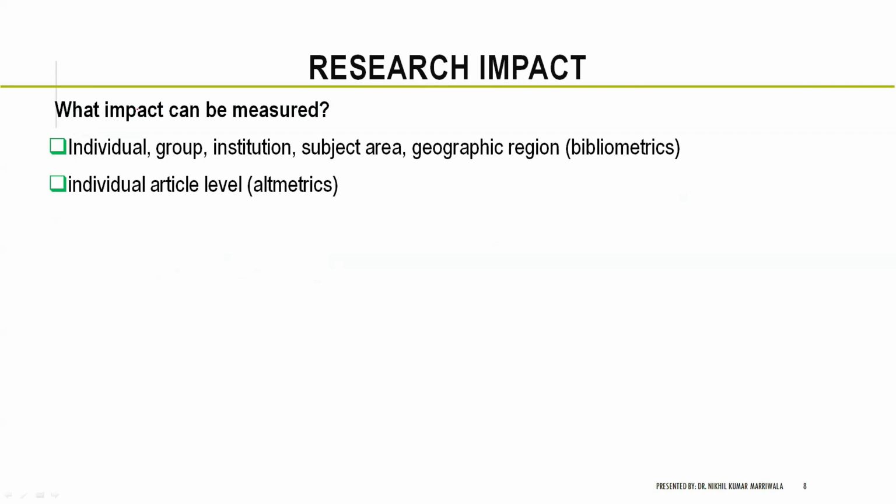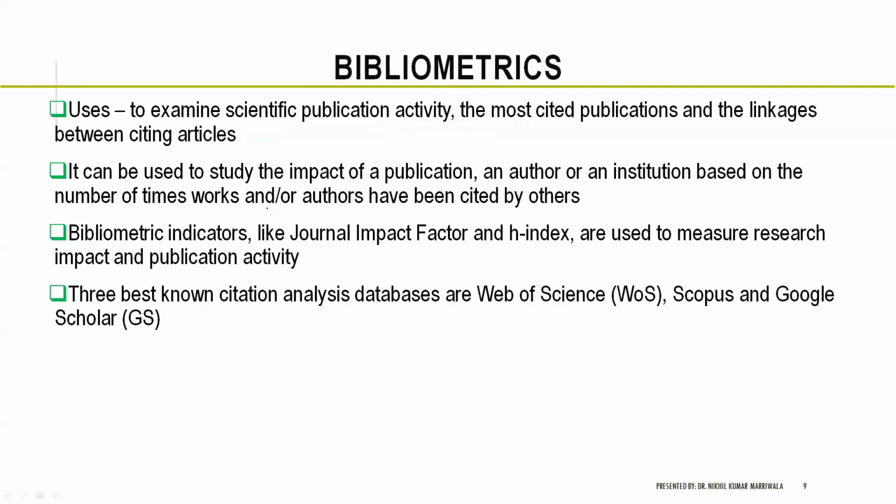The impact can be measured in different ways: individual, group, institution, subject area, geographic region. That is what bibliometrics is talking about. And then the individual article level, that is altmetrics, right? So all these terms are basically used in measuring the research impact of an individual.